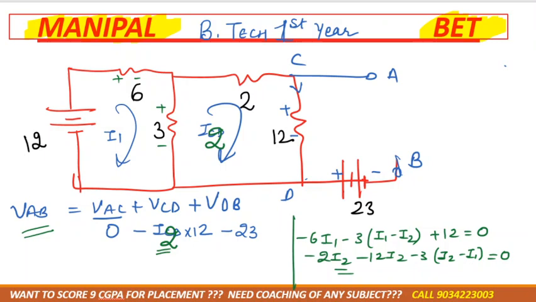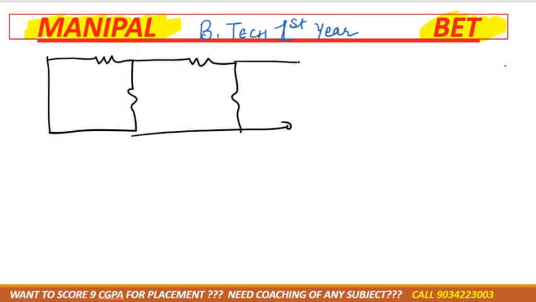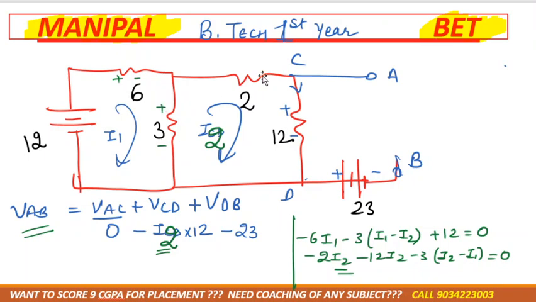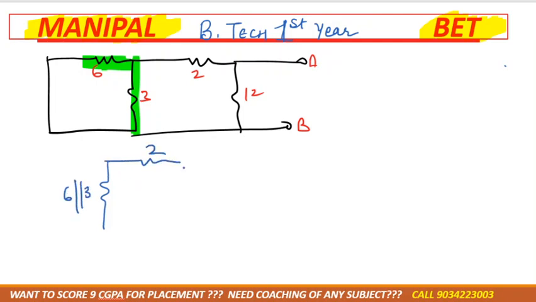See, now for calculation of RTH, the voltage source is short circuited, right? So the diagram would be like 12, 12. As I told you, 6 and 3 are in parallel. Combine them into a single resistance. 6 parallel, okay, here, and 12 like this.